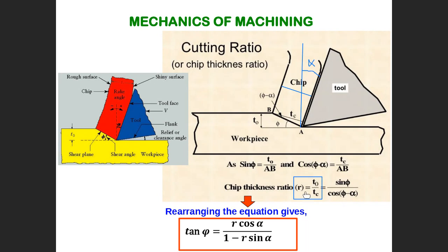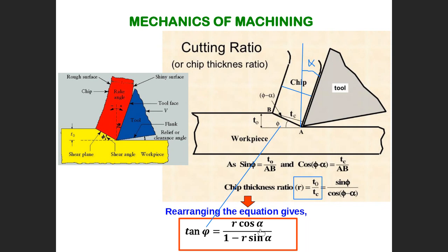Is it okay? Then r equals T0 divided by Tc, which equals sine phi divided by cosine of phi minus alpha. Rearranging this equation, we can obtain tan phi, where phi is the shear plane angle: tan phi equals r cosine alpha divided by 1 minus r sine alpha. From this equation, based on r and alpha, we can obtain phi.